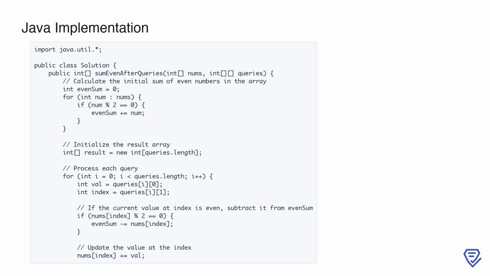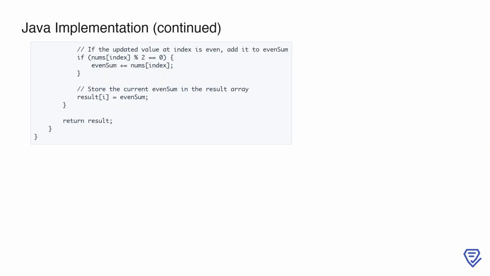If it is, we subtract it from evenSum to ensure our evenSum remains accurate after the update. Finally, we add val to nums at the specified index to apply the query update. After updating the value at the specified index, we check if the new value is even. If it is, we add it back to the even sum. This ensures that our even sum reflects all the even numbers in the updated array.